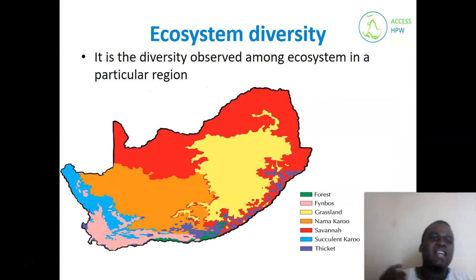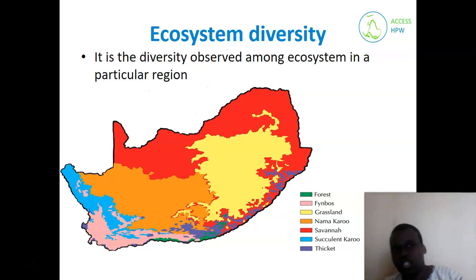Ecosystem diversity is the diversity observed among ecosystems in a particular region. Each ecosystem provides different kinds of habitat and living places, providing a home for different species. Different species have different functional roles that they play in the ecosystem. This helps maintain the characteristics unique to that ecosystem.